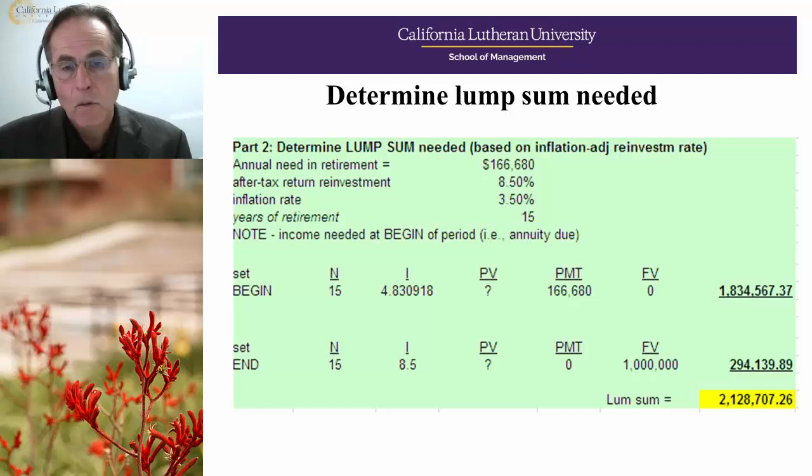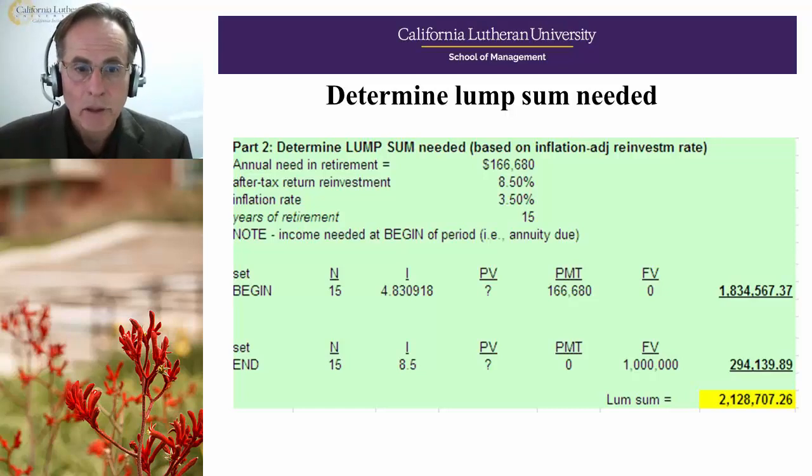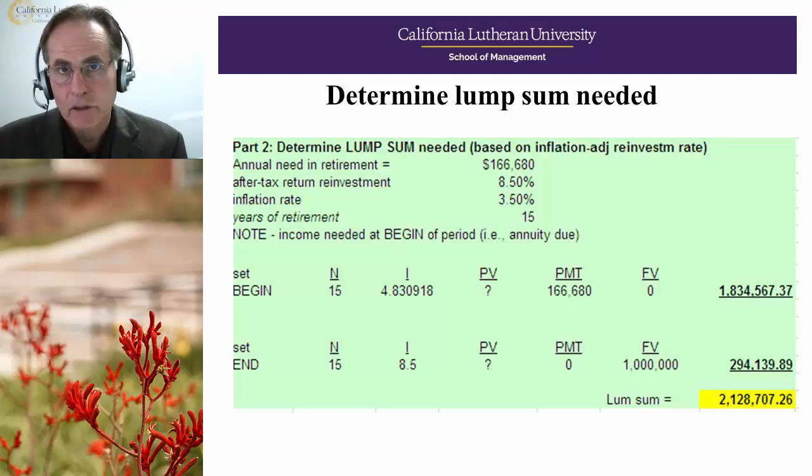And that is 1 plus the reinvestment rate divided by 1 plus the inflation rate. That quotient minus 1 gives us 4.830918%. That will be our discount factor. And so you can see that based on the beginning of the year withdrawal, we need $1,834,566.